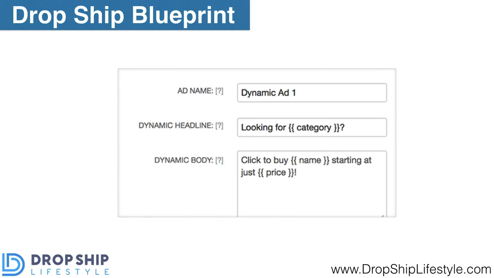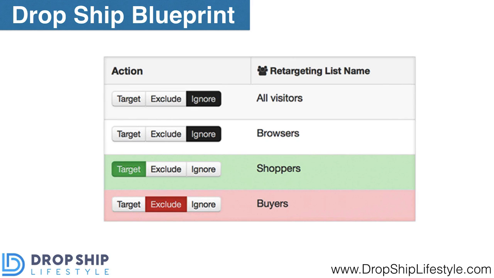Now, after you set it up, what's really cool is inside this tool, you can set up how you want your ads to be shown, like who they should be displayed to. So very simply, this is how we do it. We want our ads to be shown to people who came to product pages and did not buy, so we target them, and we exclude buyers.